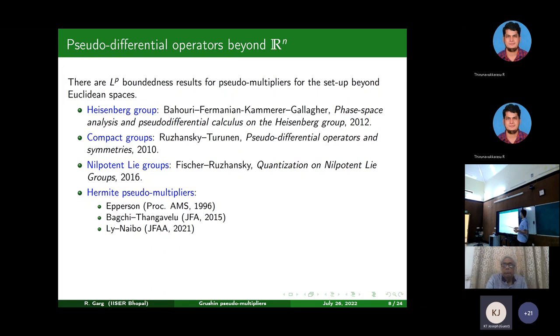And very recently, Fulin Lee and Virginia Naibo have done a lot of work on Hermite pseudo-multipliers. I'm not explicitly defining what a Hermite pseudo-multiplier is, but maybe I'll define it on the board in a minute. And Sayan and I wrote a paper last year, and we have basically proved the missing L2 boundedness result, what we call the Calderon-Vaillancourt theorem. We do not know the optimality, but for us, it's the right analog.